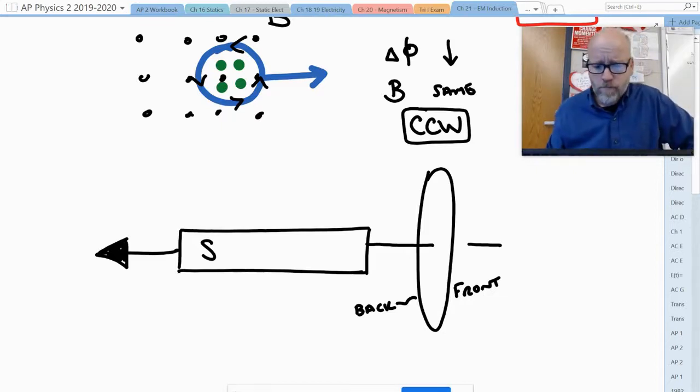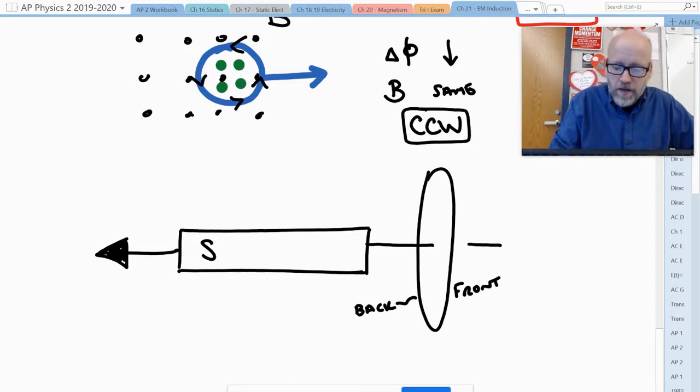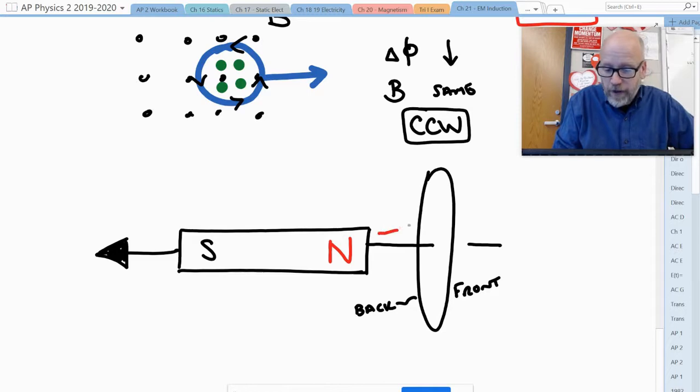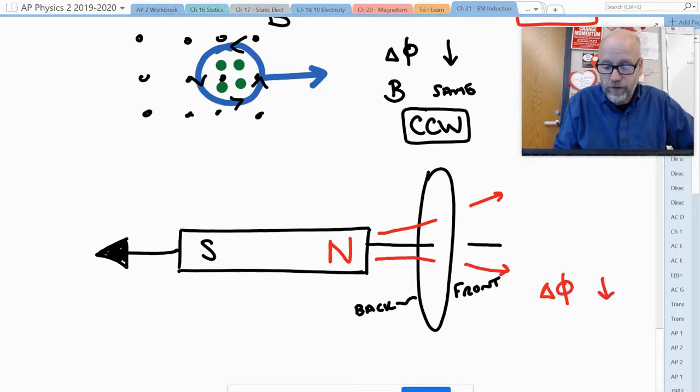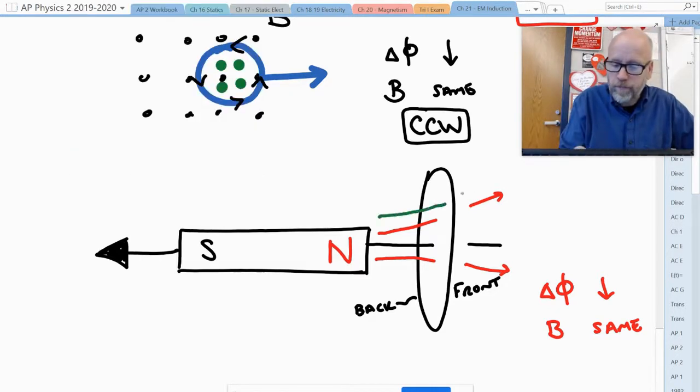Now, if you want, push pause. Do it. Push pause and get it yourself. Go ahead. I've got this. This is the north end of a magnet, because that's how magnets work. I have field lines that are pointing out of the north, but it's getting farther away, so the change in the flux decreases. So the B field has got to be in the same direction. That means that the B field is pointing this way.